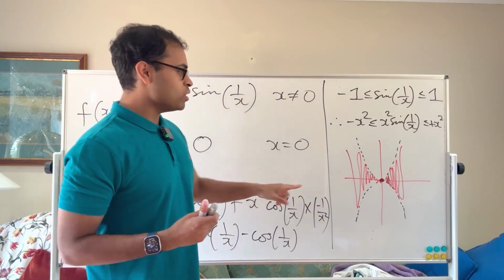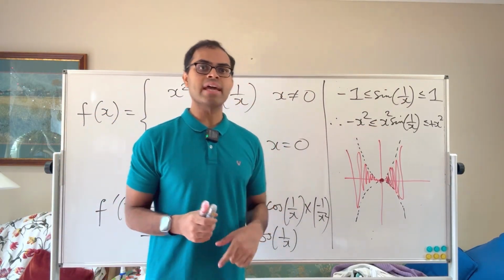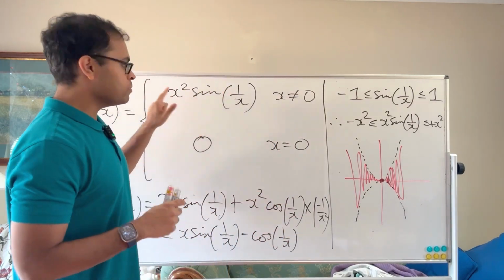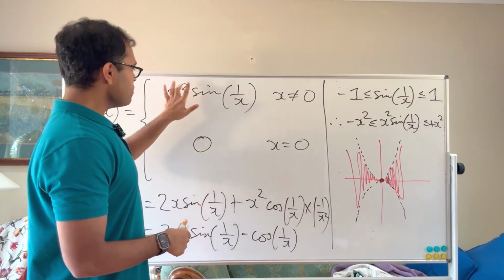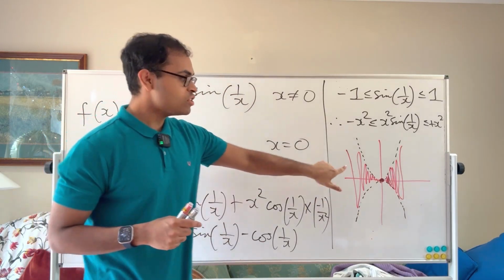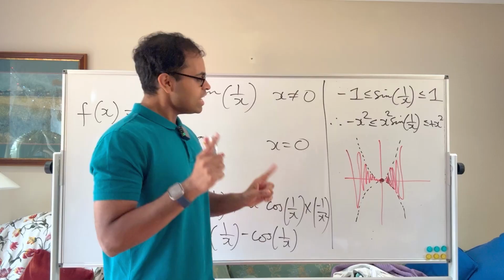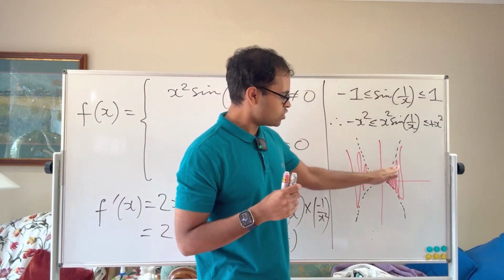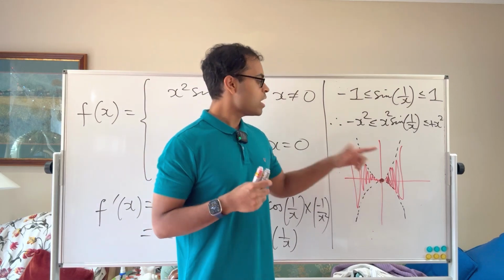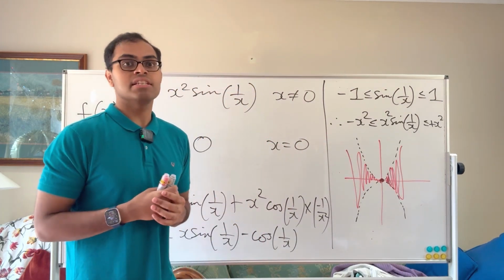It's really cool, because if we just had x sine 1 over x, it would not be differentiable at 0. So I want you to explain, drop a comment down below, why if we remove the square, this function would not be differentiable at 0, even though the graph will look very similar. Somehow it's because it's squeezed between two parabolas rather than lines that makes it differentiable at 0, but its derivative still fails to be continuous.